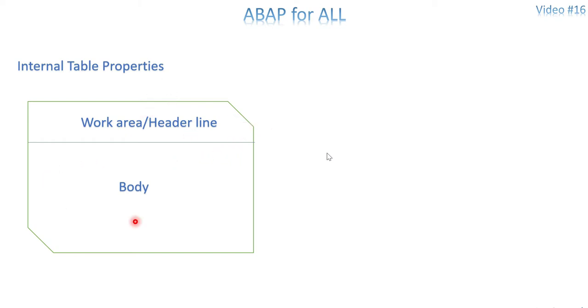The next part is the body. The body is a bigger space. It can hold more than one record at a time, either one record or more. The combination of these two is called an internal table. So an internal table has two partitions: one is the work area, and the other is the body of the internal table.